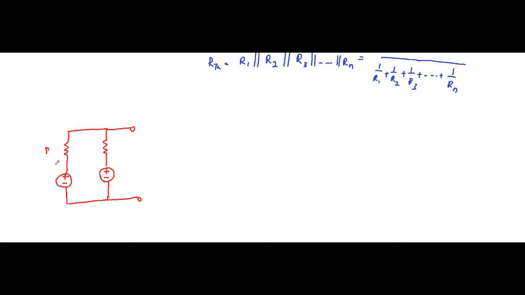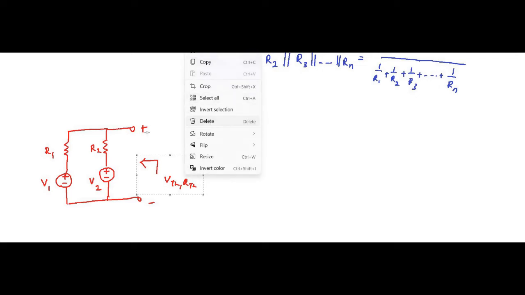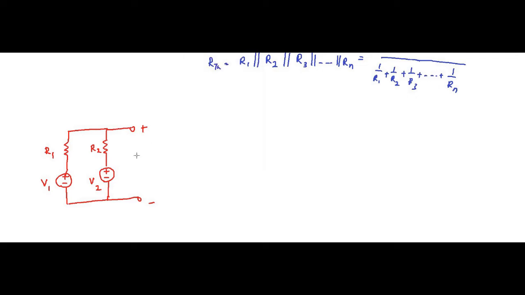We have to determine the Thevenin equivalent circuit of this. Okay, Thevenin equivalent circuit. So for VTH, we have to determine this open circuit voltage, that is VTH, keeping all the independent voltage sources intact. So this is VTH.